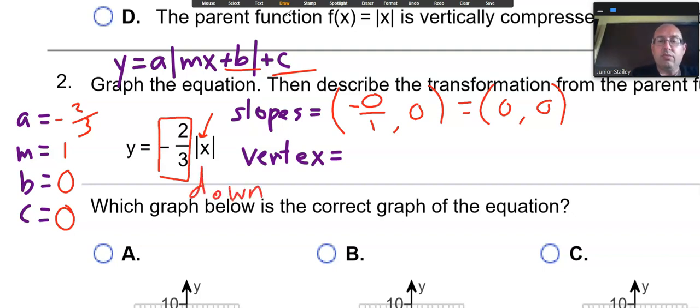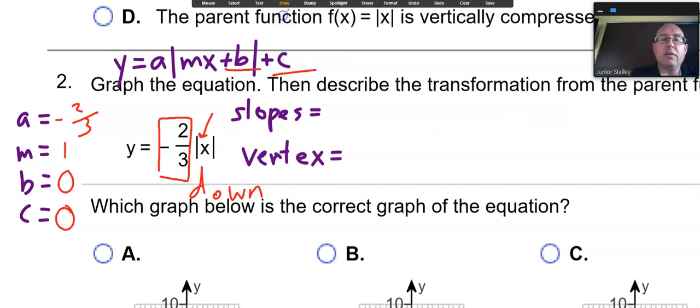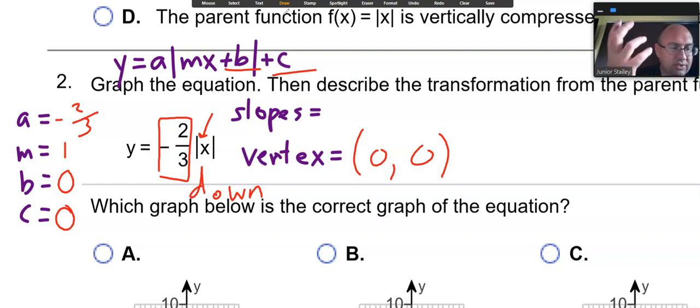We can tell, what did I write that in the slopes category for? Please excuse my stupidity. Apologize. Yeah, so you got the idea. The vertex is 0, 0, not the slopes. Gee whiz, I think you guys think I was crazy.